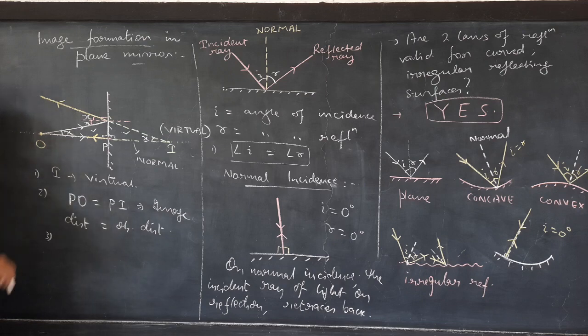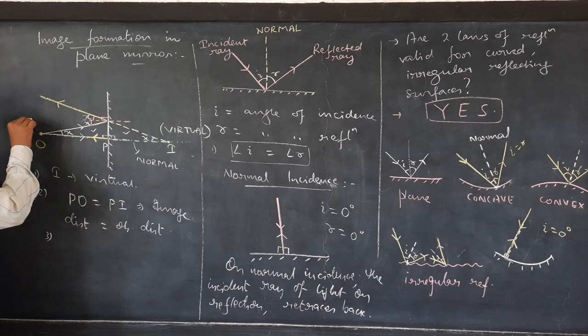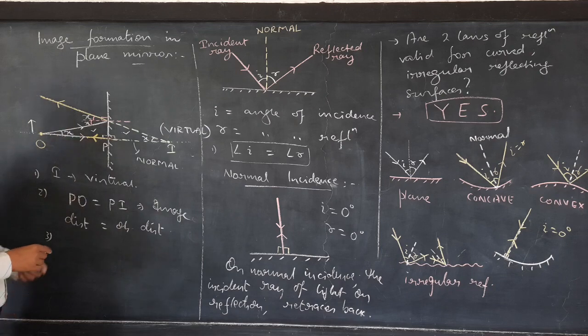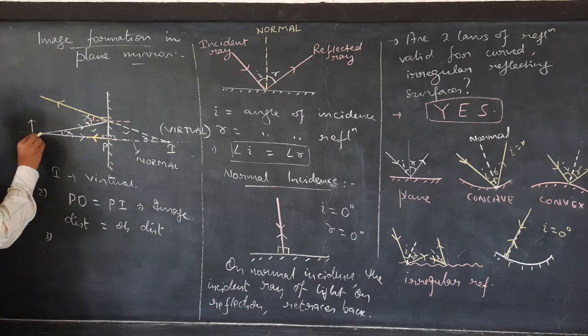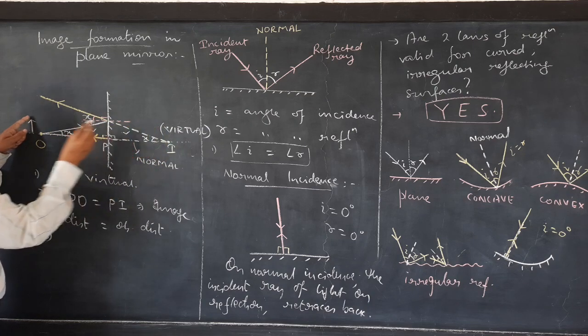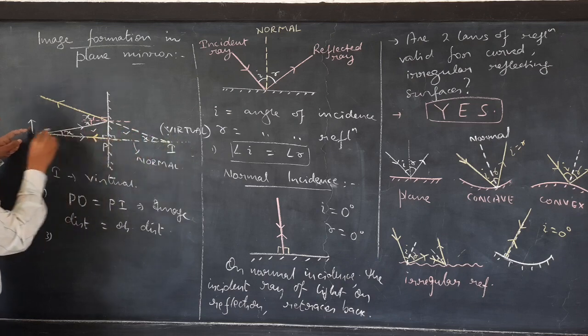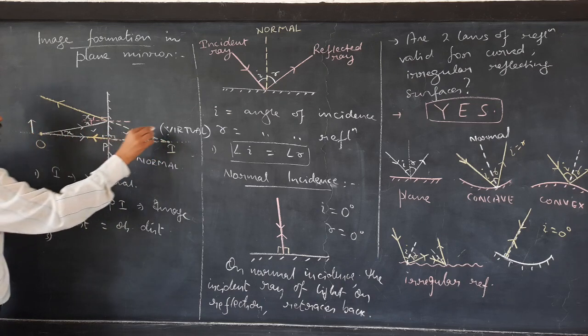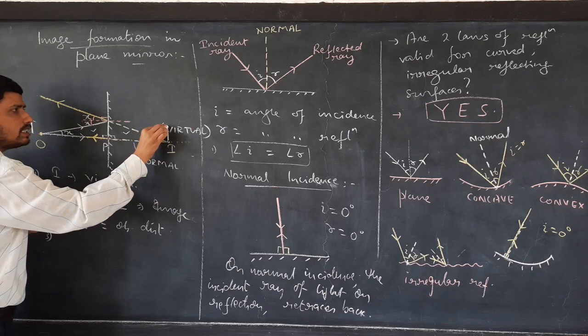Not only this, instead of a point-sized object, if I draw an extended object, like so, I leave this figure for you to draw. From the tip, you can obtain the images. Just as you have obtained the image of this point over here, this point, its image will be somewhere here. This point, its image will be here. This point, its image we have already shown here. So if this is an extended object, this will be an extended image.